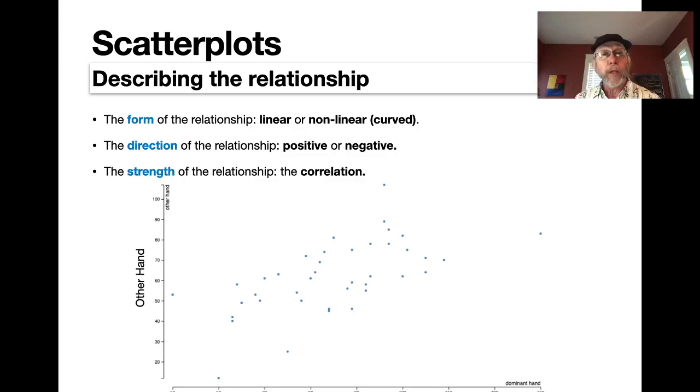Again, this correlation coefficient that we'll discuss momentarily will put an actual number on that. It'll be a measurement of the strength of the relationship. So for this particular relationship, we have a positive linear relationship with moderate strength. Let's look at each of these ideas in a little more detail.